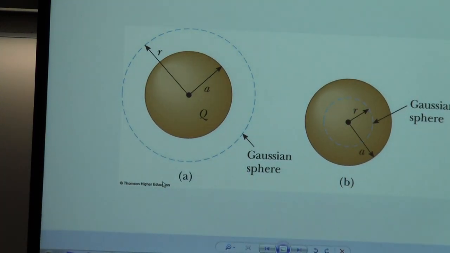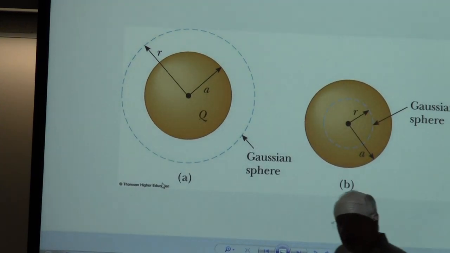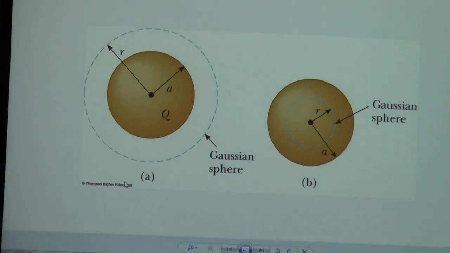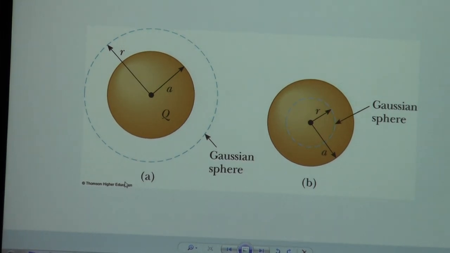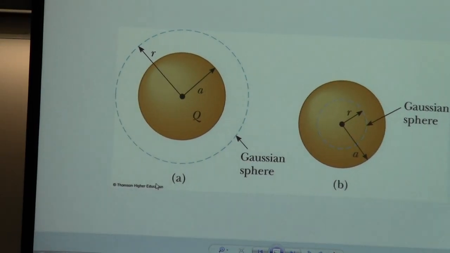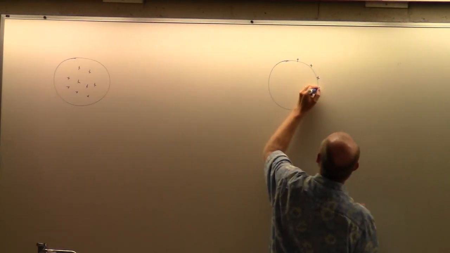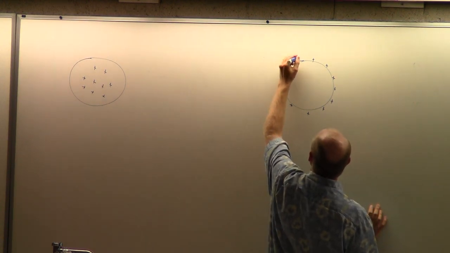But if we look on the inside, which is figure B here, okay, let's do a Gaussian surface there. And so we could have the charge, again, spread out uniformly. Or we could have the scenario where the charge is spread out only on the surface.